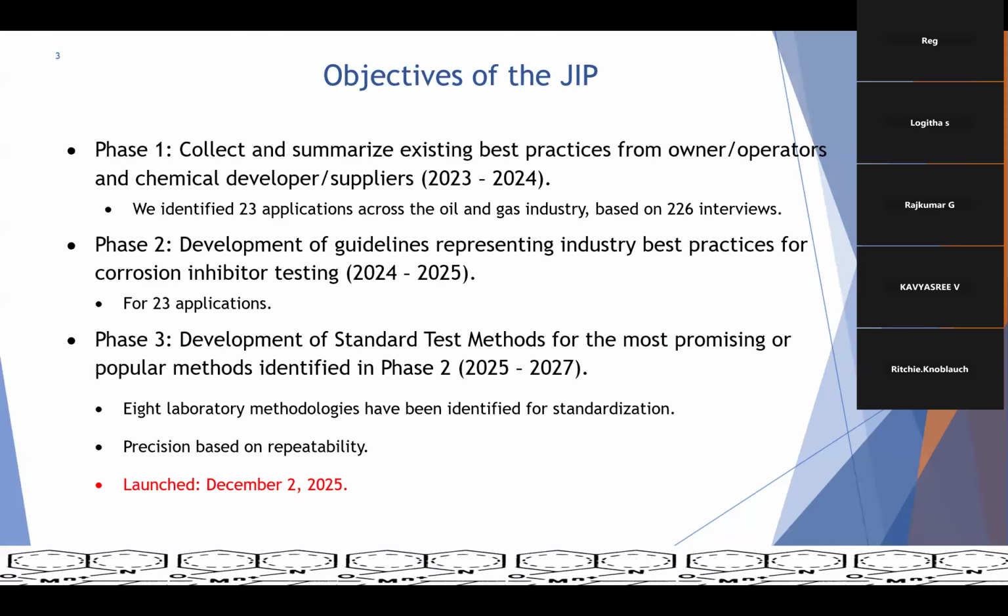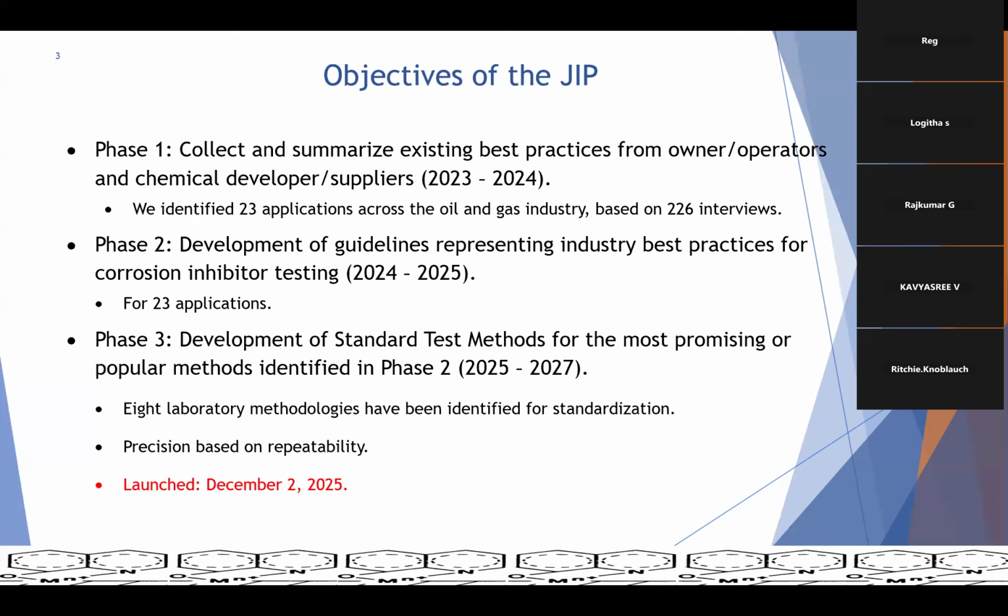The objectives of the joint industry project are threefold. In phase 1, which was completed in 2024, we collected and summarized the existing best practices from owner-operators and chemical vendors. In total, I interviewed 226 people, and many of you participated.